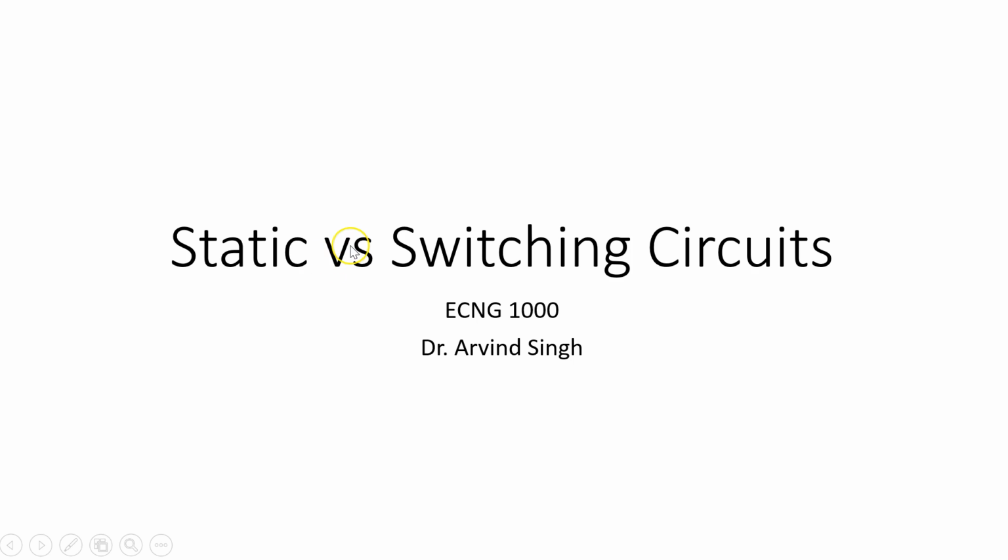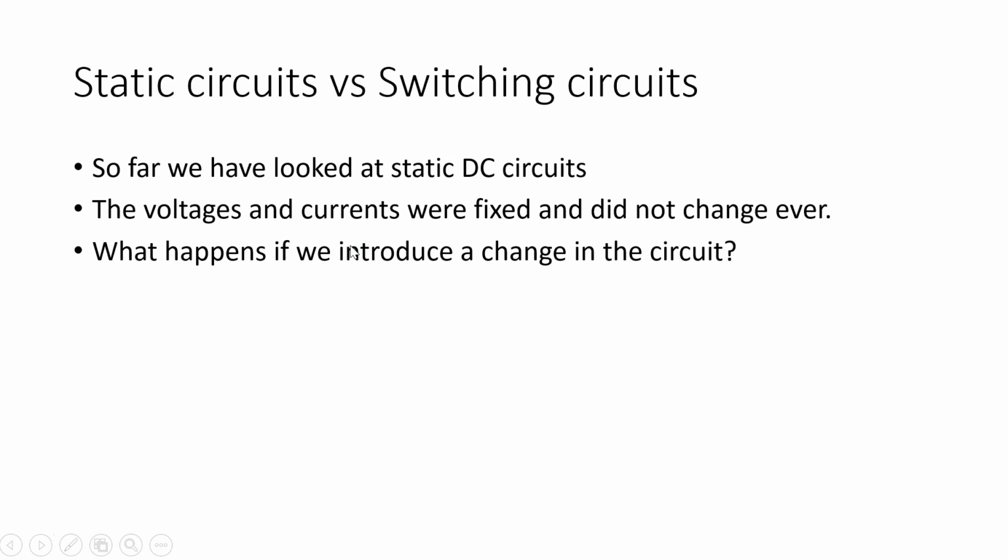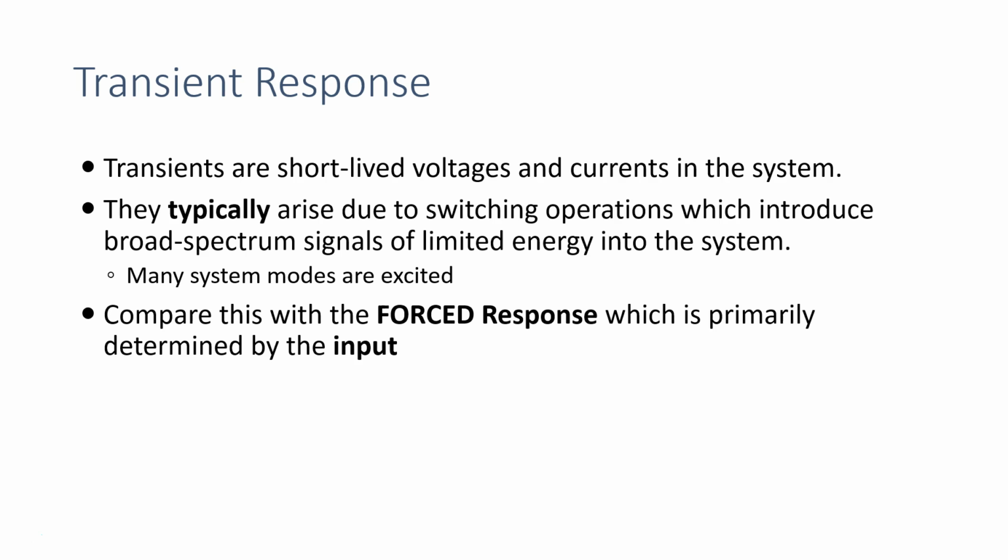They're static. But when we start to switch things, when we change things in the circuit, the behavior of components, particularly the inductors and capacitors, start to change. So we call this the transient response, and transients are really short-lived voltages and currents in the system, and they typically arise due to switching operations which introduce broad spectrum signals. That means we have a lot of different frequencies in the signal, and these all have limited energy, so they die off after a while.